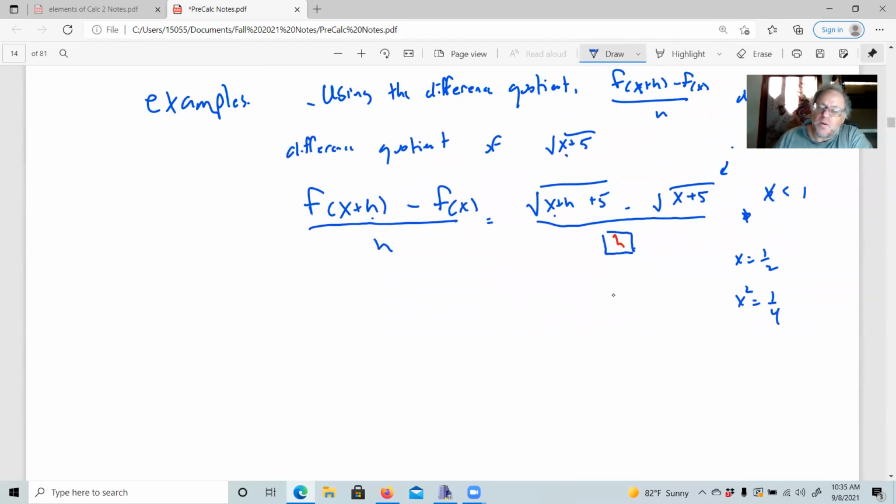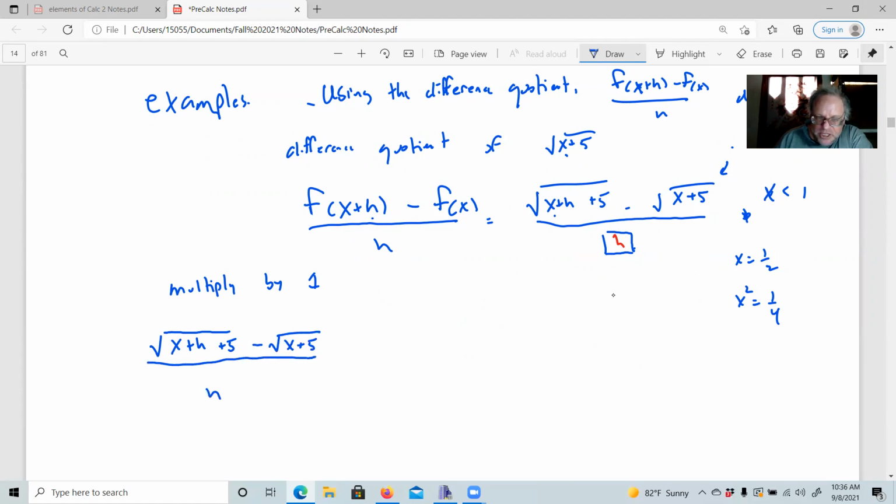So what are we going to do? We're going to multiply by 1. So we have the square root of x plus h plus 5 minus the square root of x plus 5, over h, times 1. Let me draw a big line, because the one I'm going to pick is called the conjugate of the numerator. Notice the terms are the same except what's different, the plus.